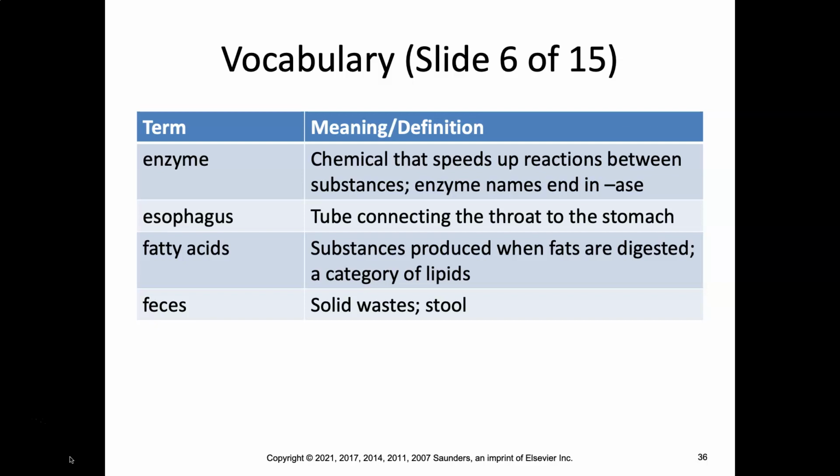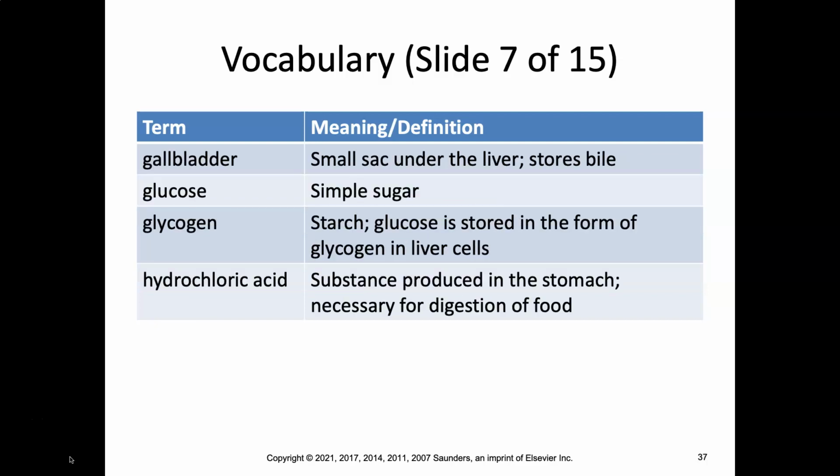Enzyme, this is a really good one. Enzyme names end in ASE. So it's a chemical that speeds up reactions between substances. Usually it breaks them down as well. But enzyme names end in the suffix ASE. So make sure you make a note of that because that will help you as we go along, especially when you get into chapter 18, which is the endocrine system.